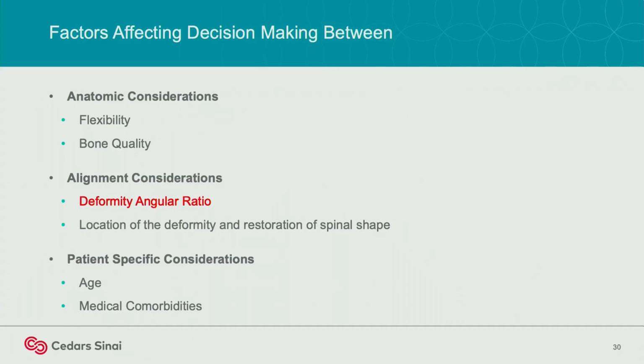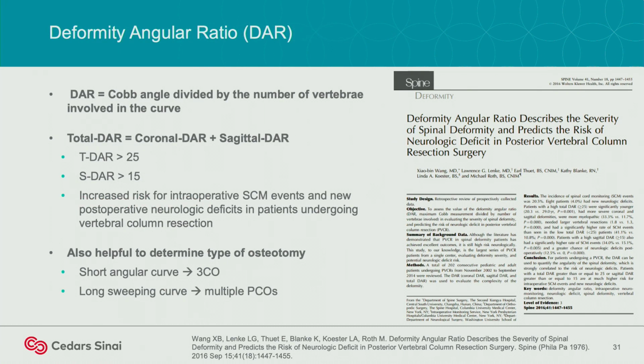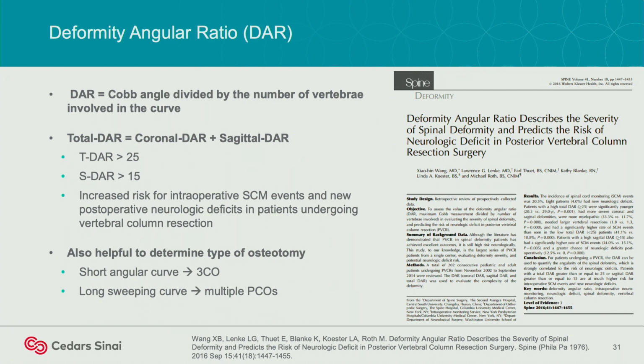The next alignment consideration, in my mind, when making the decision between that, is the angularity of the deformity. The big part of this is, in general, a short angular curve in most scenarios is more likely to need a 3-column osteotomy for adequate correction versus long sweeping curves. You can typically get away with multiple posterior column osteotomies in order to get similar correction. If you want sort of an objective measure of the angularity, the deformity angular ratio is helpful, although originally described for predicting neurologic deficits.